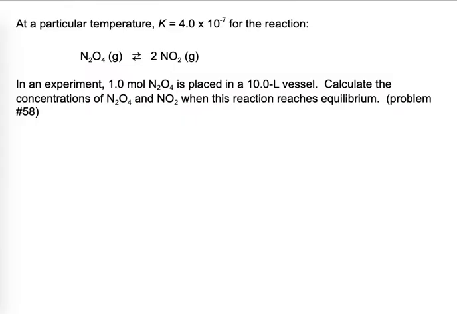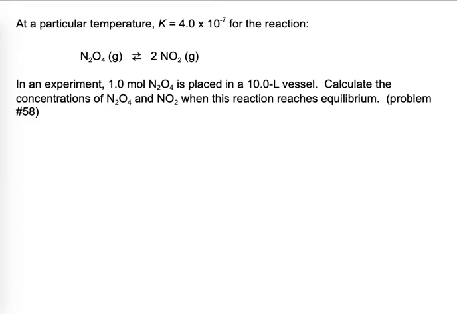Okay, let's do one more example. And this is a very important type of problem because we're going to be seeing this in the next couple of units. At a particular temperature, K is equal to 4.0 times 10 to the negative 7 for this reaction. We're starting with N2O4, and we're going to calculate the equilibrium concentrations of both products when it reaches equilibrium.